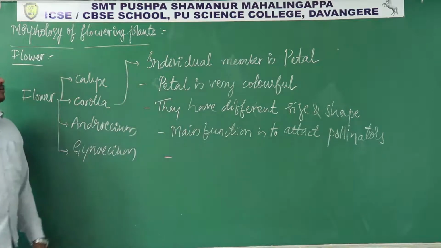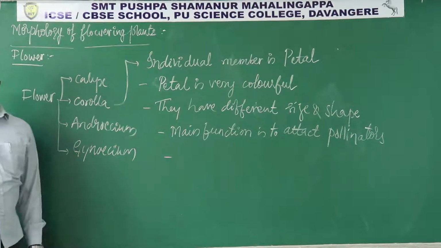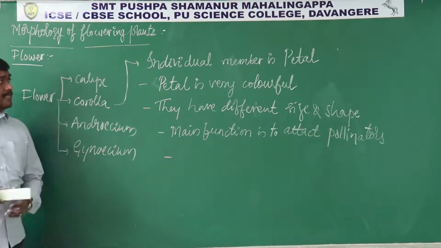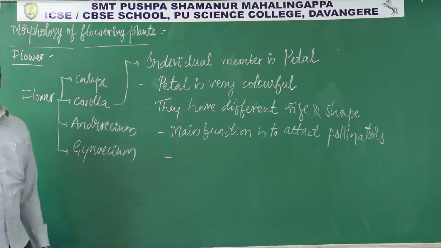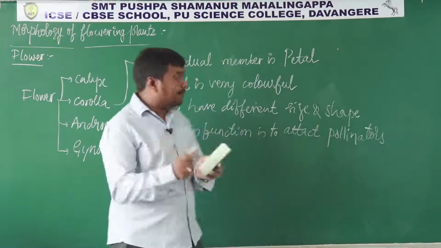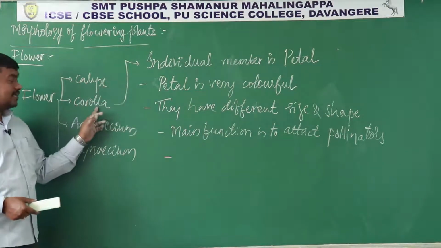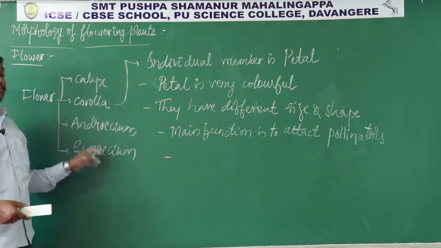So this is about the second structure called petal. Then these sepals and the petals are arranged in a different pattern in a flower with respect to another member of the same whorl. So calyx is the first whorl, corolla the second whorl, androecium the third whorl, and gynoecium is the fourth whorl.